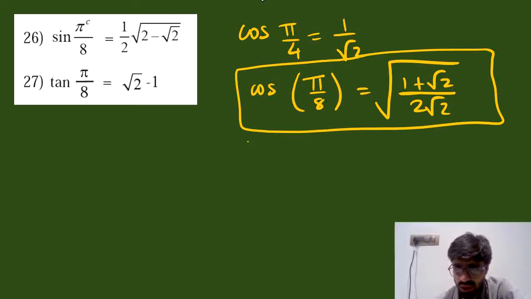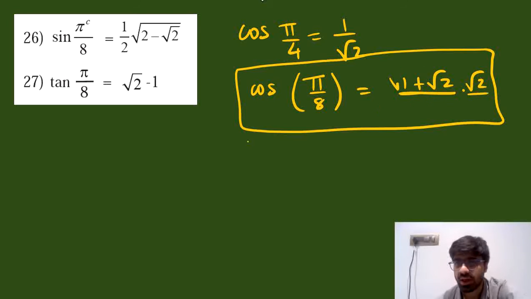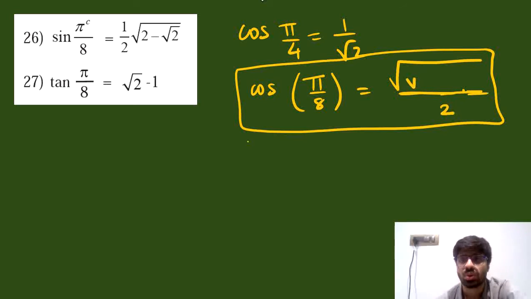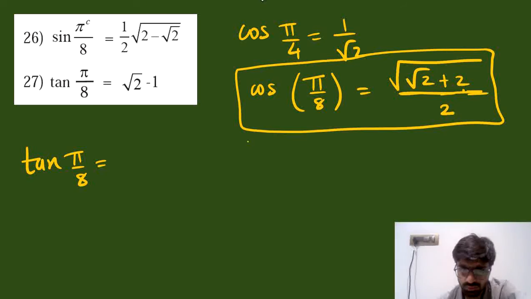Okay. You can multiply the numerator and denominator here as well with root 2. So into root 2 upon root 2. That would give you a 4 in the denominator, which would make it a 2 in the denominator. And when you expand this bracket, it would give you root 2 plus root 2 into root 2, that is root 2 plus 2. Okay, so that's the value of cos of pi upon 8. And now when we try to find tan pi upon 8, that would be sin pi upon 8 divided by cos pi upon 8.